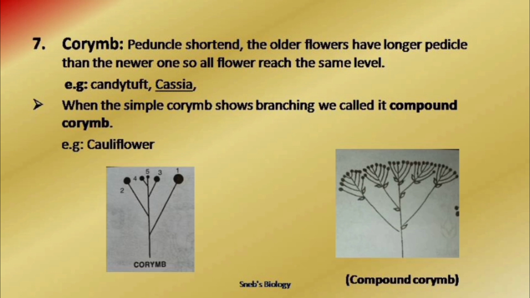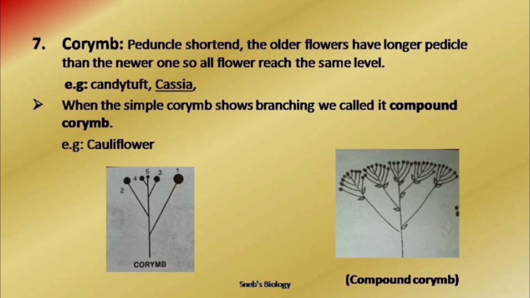So the first one is Corymb. In Corymb the main axis is not that long, so if it has a shorter main axis, then the nodes are also very close to each other, and the flowers which arise are again in acropetal manner. But if we observe it carefully, we find that as we move towards the upper side, the length of pedicel is decreasing. That means the lower older flowers have the longest pedicel, and in the upper flowers the length of pedicel is getting shorter. But because of this differential length of the pedicel, all the flowers come to lie on the same plane, but the main axis remains shorter.